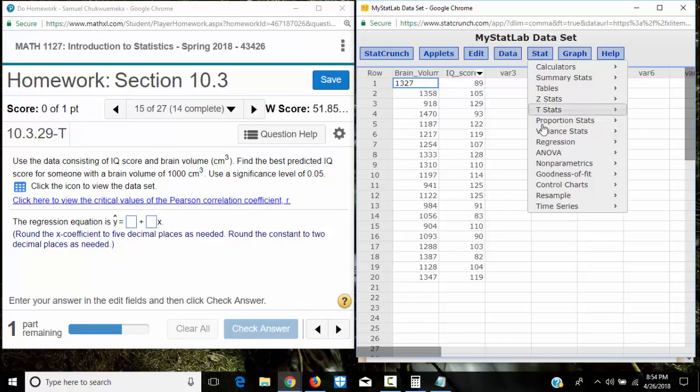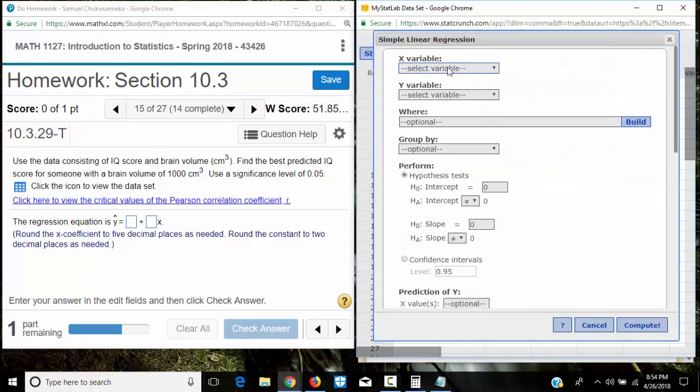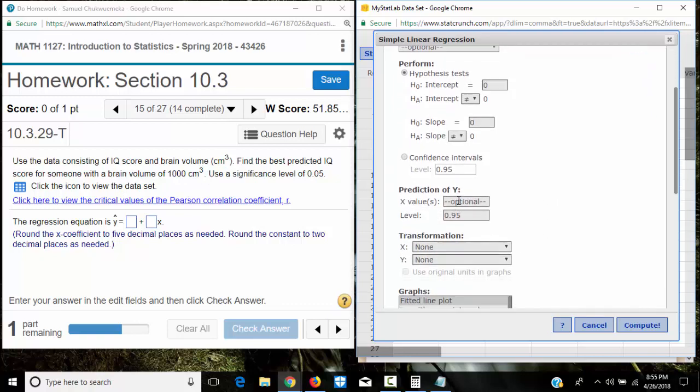We go to Start, Regression, Simple Linear. X is the brain volume, Y is the IQ score. And we want to find the best predicted IQ score for someone with a brain volume of 1000 centimeter cube. So come here, you put 1000 here. Compute.